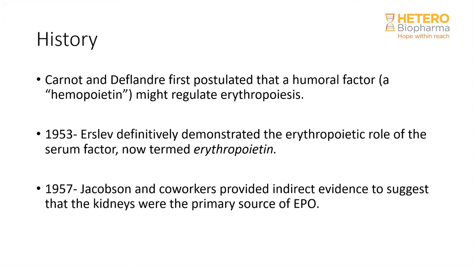In 1957, Jacobson and co-workers provided indirect evidence to suggest that kidneys were the primary source of erythropoietin. What they did is they tried to remove each organ in the rabbit to identify the source of erythropoietin. They took out the liver, and the erythropoietin production still continued. They took out the intestine. They kept on taking out organs, and finally they realized when they took out the kidney, the EPO levels dropped. So that's when they realized, okay, the kidney is the main site for EPO production.